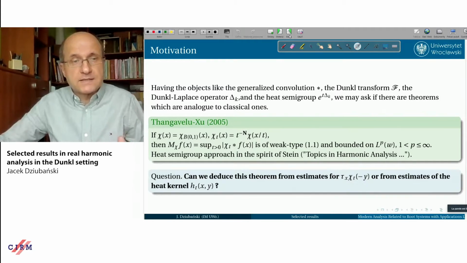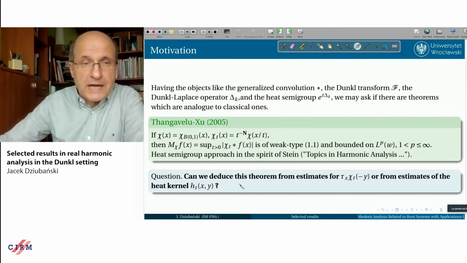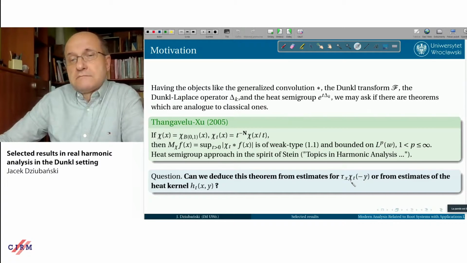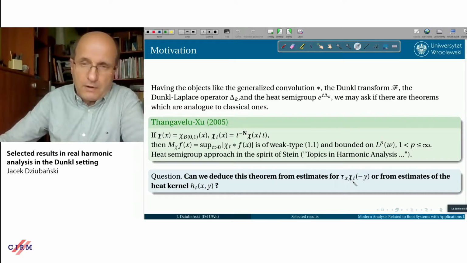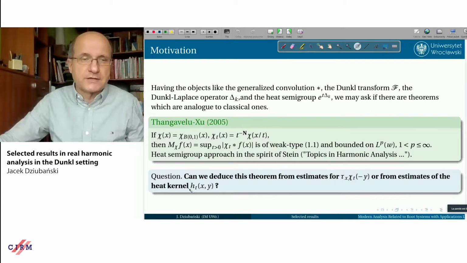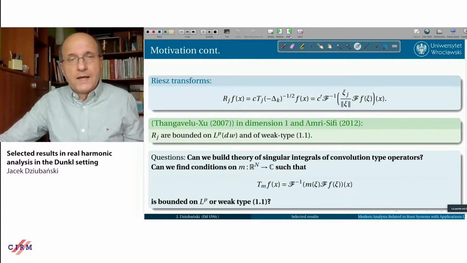But now we may ask the following question. Can we deduce this theorem from estimates for generalized translations of the function chi sub t, or from the estimates of the heat kernel? Actually, both estimates are very much related. So this is perhaps our first goal.